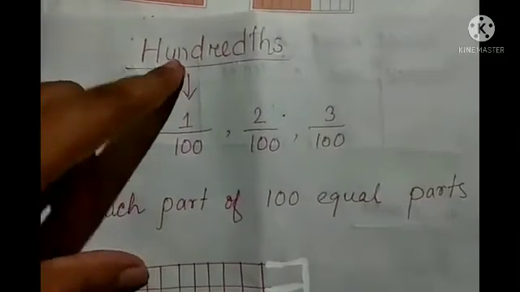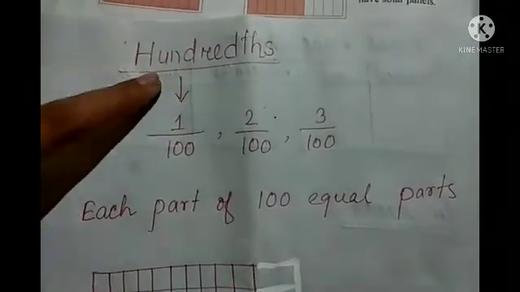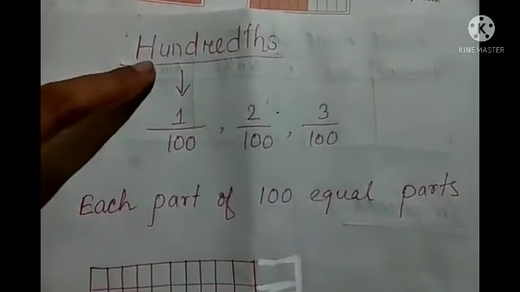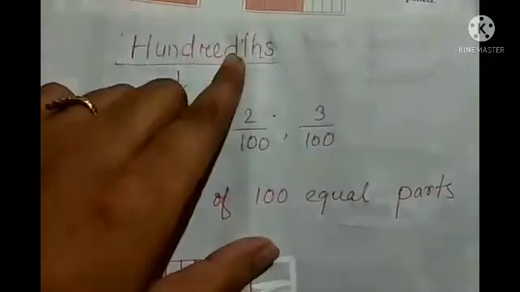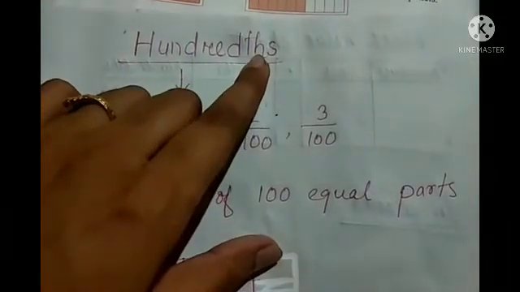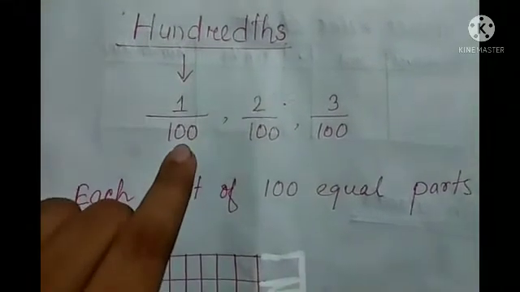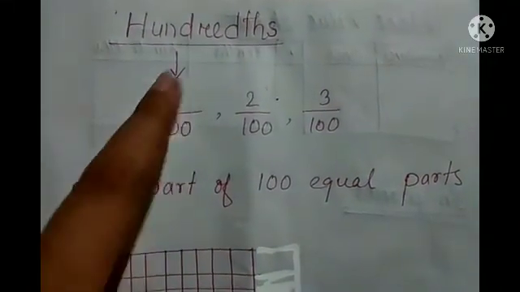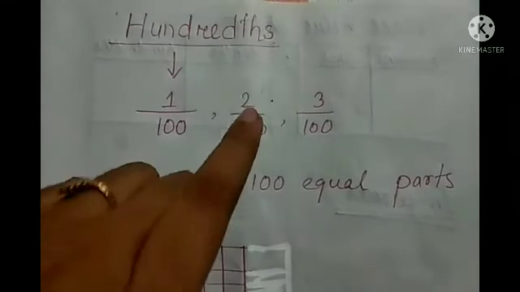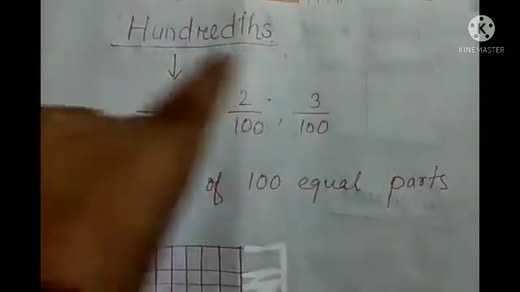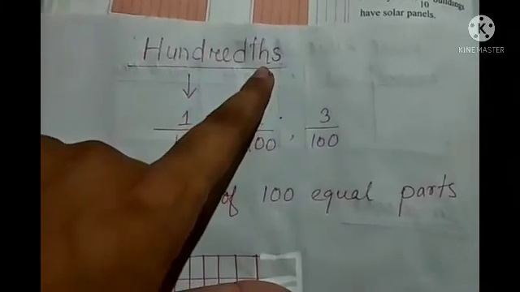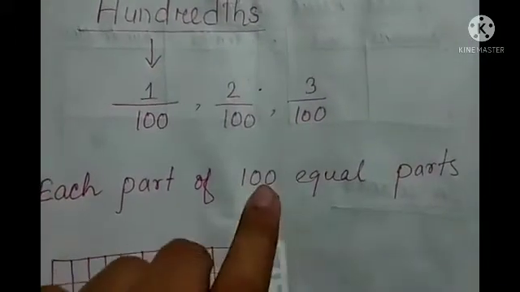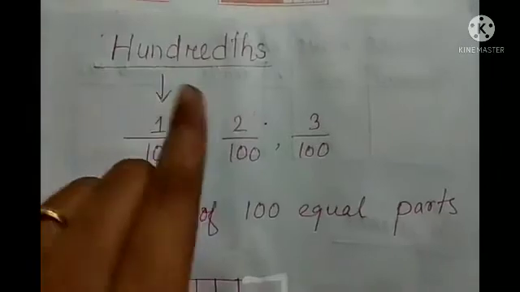So yes, we are going to learn about this term today. If I tell you about HUNDRED, you know that it is 100. But what if we add TH to it? Then it becomes like this. Out of 100, 1. Out of 100, 2. Out of 100, 3. So these are considered as hundredths. Okay, remember it's called hundredths. Each part of 100 equal parts is called a hundredth.